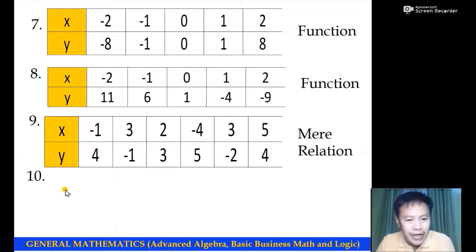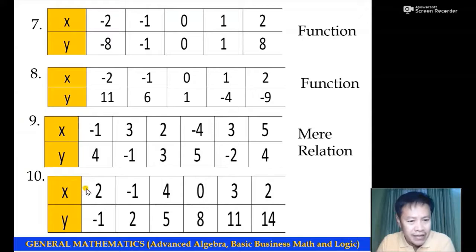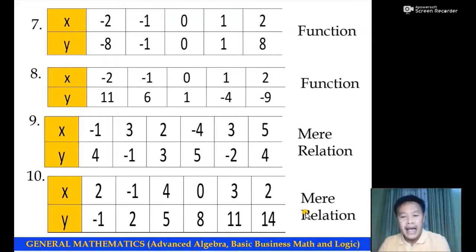Okay, the last number for this functions and relations represented by table of values is this one. The table of values is our x values are 2, negative 1, 4, 0, 3, and 2. 2, and you have there 2. Meaning the first ordered pair and the last ordered pair have different ordinates. And that is negative 1 and 14. And this is a mere relation.